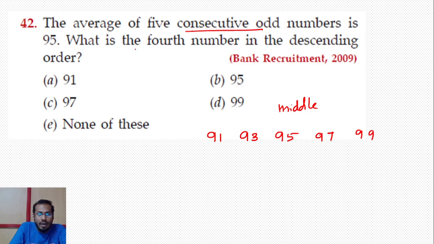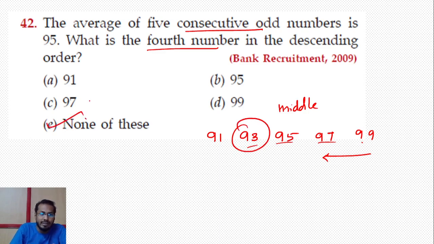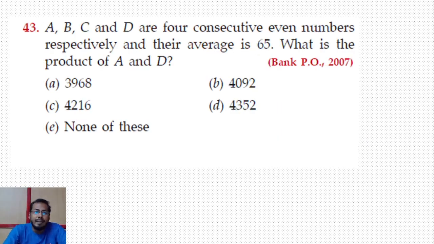Now what is the fourth number in the descending order? Descending order means from right to left. So the fourth number is 1, 2, 3, 4. 93 is the answer, but 93 is not given here. Option E is the right answer.